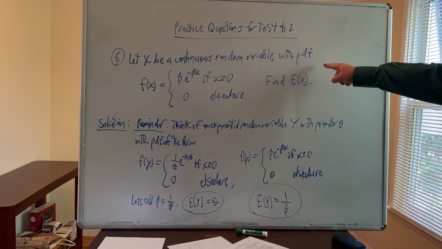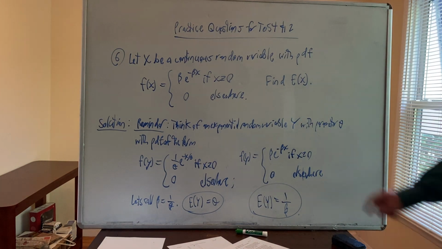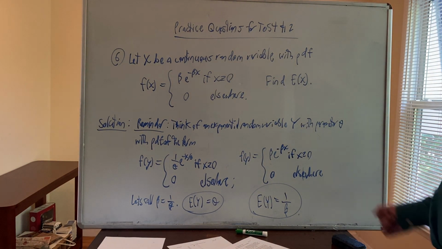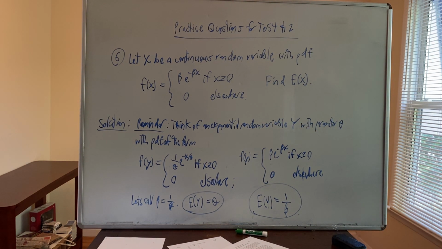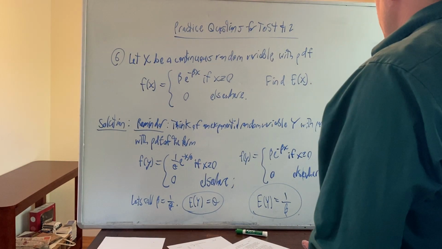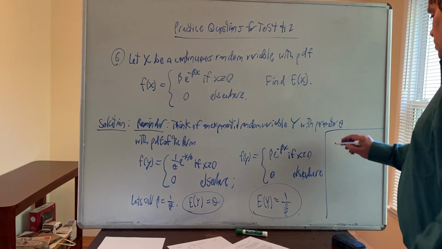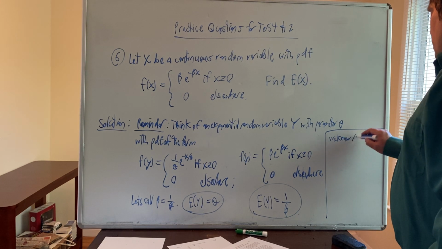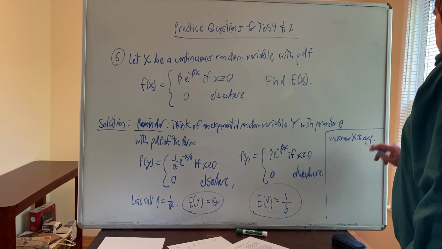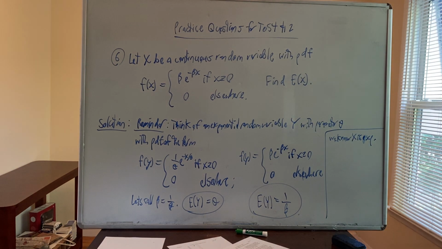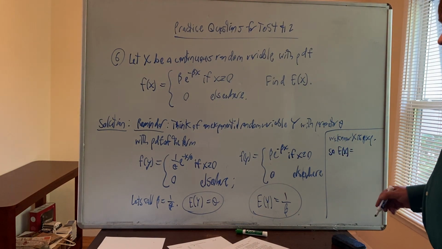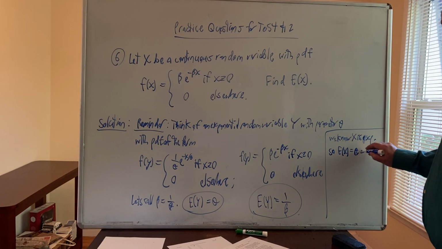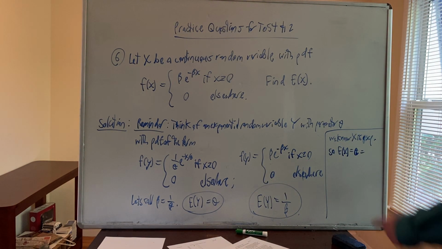So here, x is a continuous random variable with a PDF of this form. Because the PDF is of this form, we know that x has to be an exponential random variable with parameter theta. Okay? So as a solution, we know x is an exponential random variable, because it has a PDF of that form. And so, the expected value of x is going to equal theta, but theta is 1 over beta.